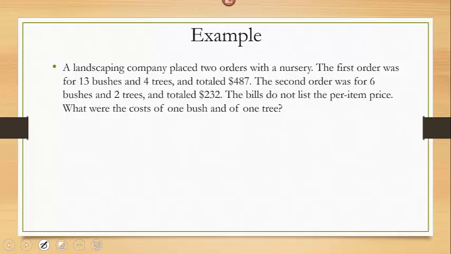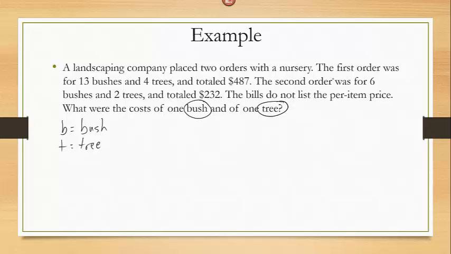So let's see. 2 variables. What are the costs of 1 bush and 1 tree? So one variable will be bush, and one variable will be tree. So let's say B is for bush, and T is for tree. So we've created our 2 variables for what we're solving for, and this word problem pretty much tells us what the equations are already.